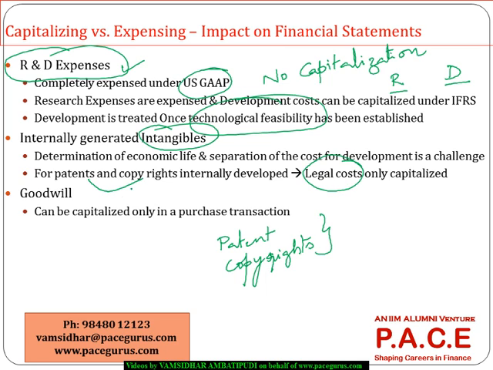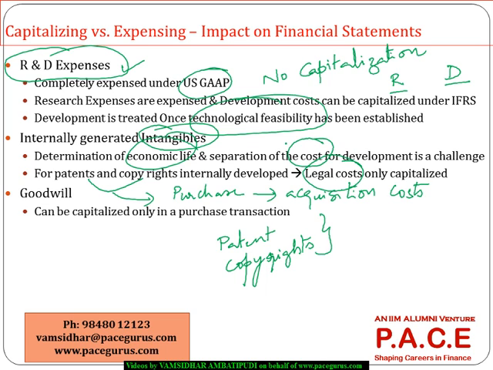But when the same patents and copyrights are acquired through a purchase of some other company, they will be included at the acquisition cost itself. Whereas if it is internally generated, then only the legal costs will be capitalized, because determination of the economic life and separation of the development cost for that particular patent or copyright is a very difficult thing. So as per the law, for internally generated patents you only capitalize the legal costs, whereas when you have acquired them, you can very well capitalize the entire thing.